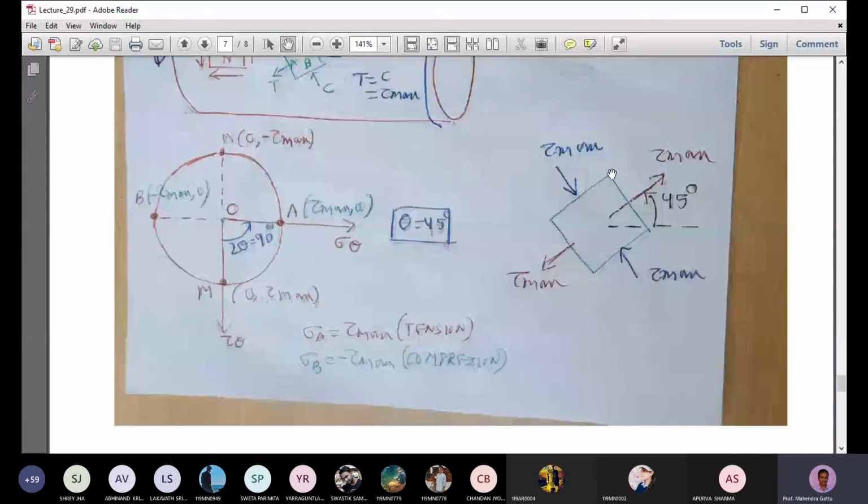This surface and this surface correspond to point A, and this surface and this surface correspond to point B. The normal stress there is tau max. It is a positive value, so it is a tensile stress. And at surface B, it is minus tau max, so it is a compressive stress, acting towards the surface.